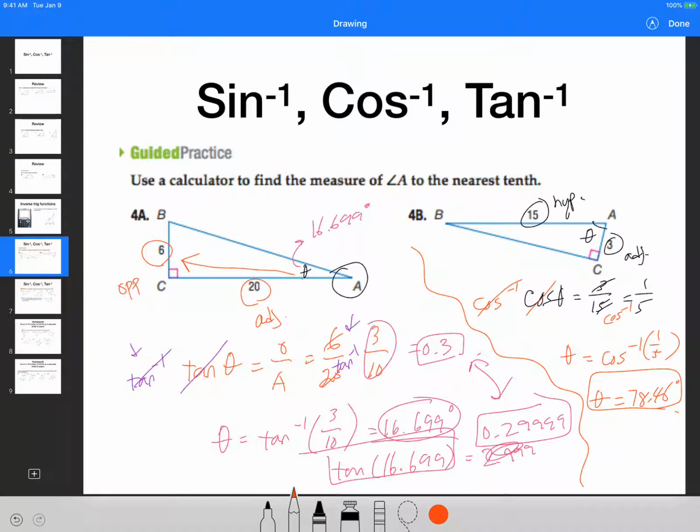Inverse trig functions are used to solve for the angle. And the regular trig functions that we talked about, you take sine of an angle, you take cosine of an angle, and you find the ratio of the sides. So it kind of goes vice versa in a way.